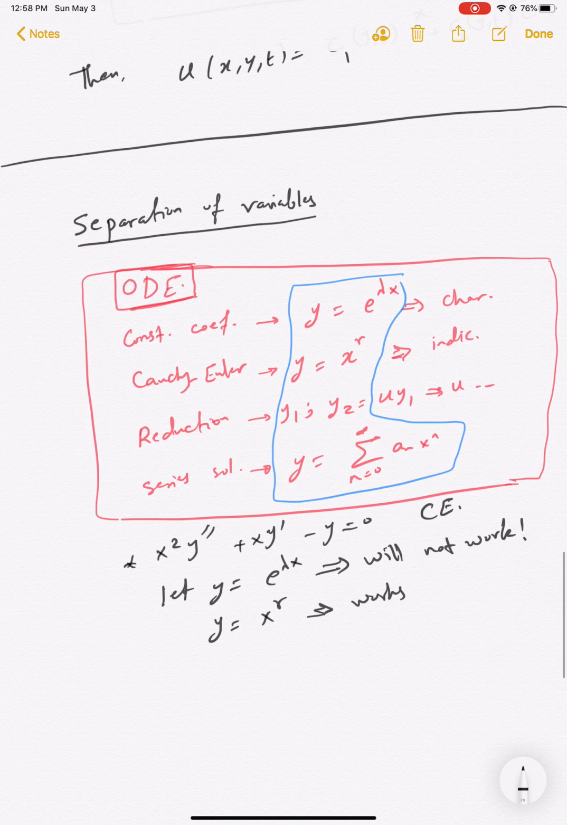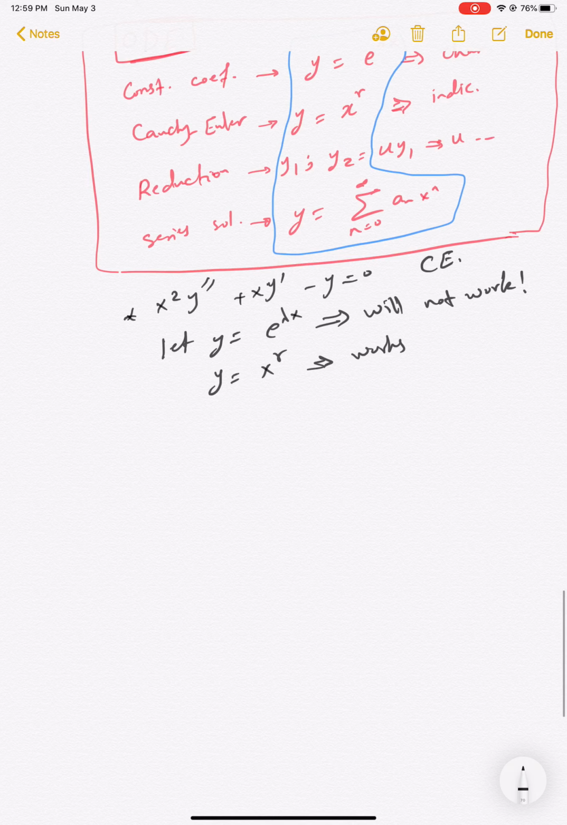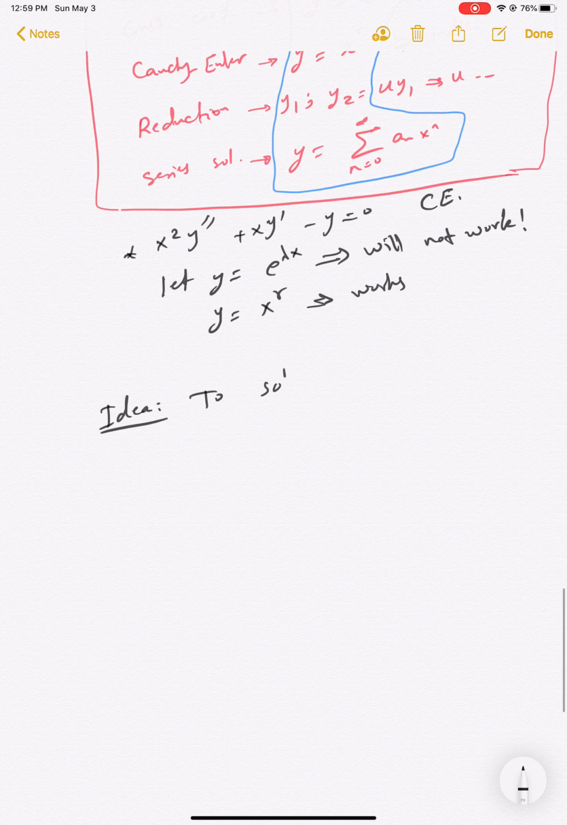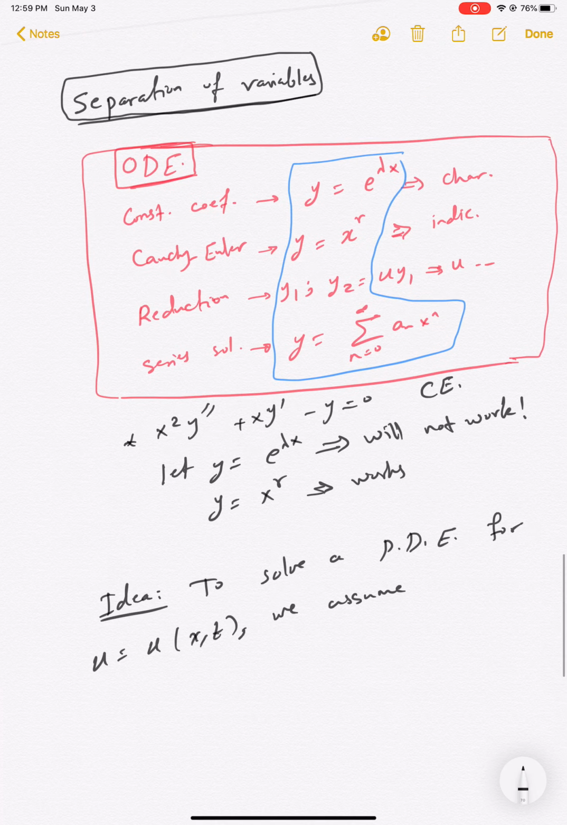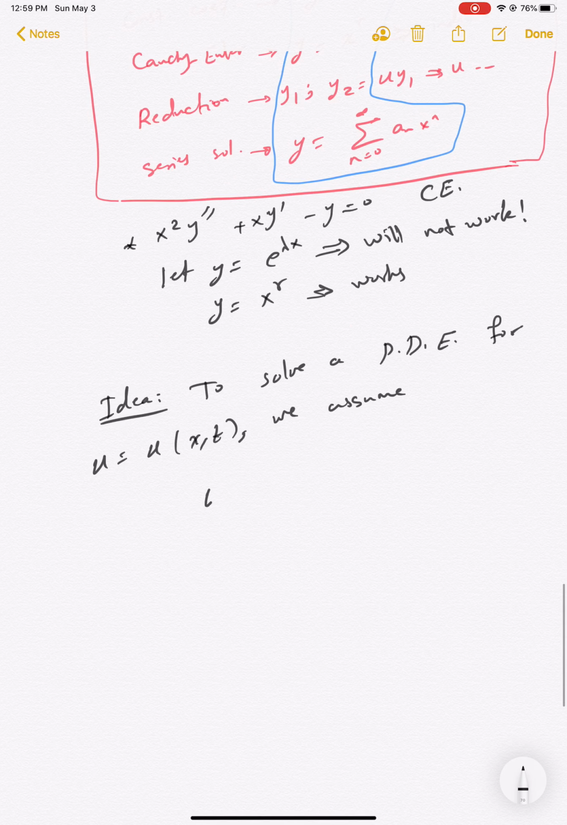Now this is still the idea of separation of variables. The idea of separation of variables is that to solve a partial differential equation for a function, for example, imagine a function u of two variables x and t, it goes with the same theme as in differential equations: you assume the solution to have a certain form. But in this case, the form is a little bit more complicated. Separation of variables, this is the name of the method. You assume that you can separate the variables.